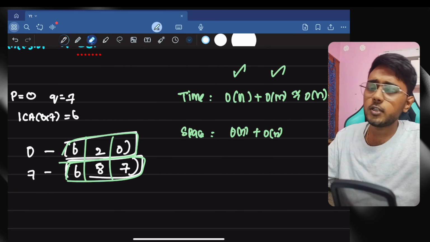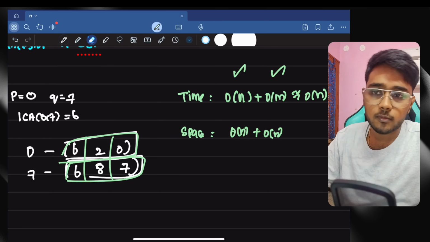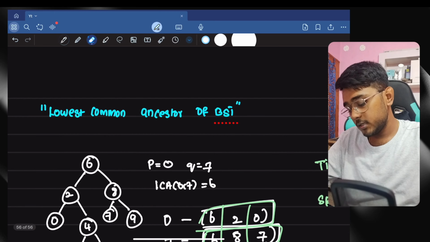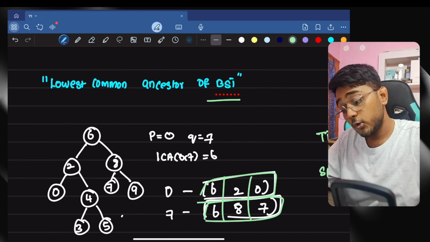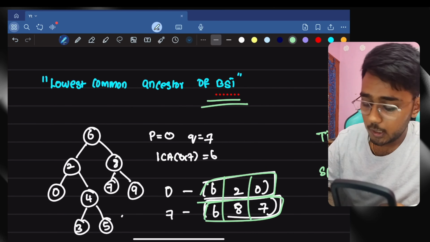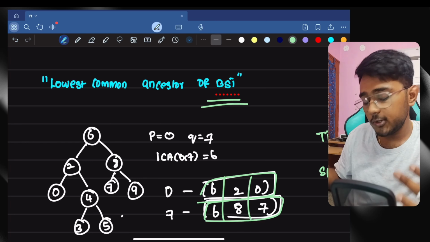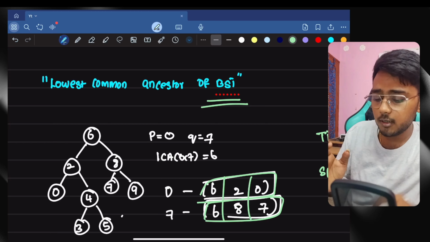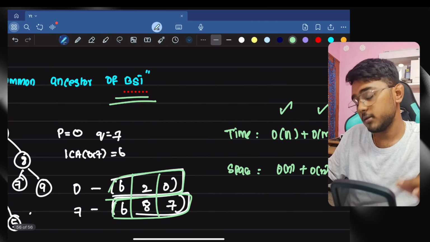But this solution is not acceptable for tree problems, because you can do much better. Obviously, this is a BST. You can do way better with it. Now let's figure out how to utilize the BST property and solve this problem much more efficiently compared to this time complexity. Now let's see it.